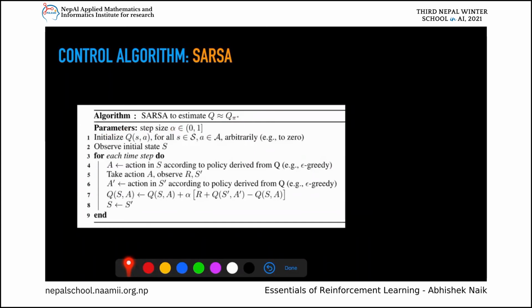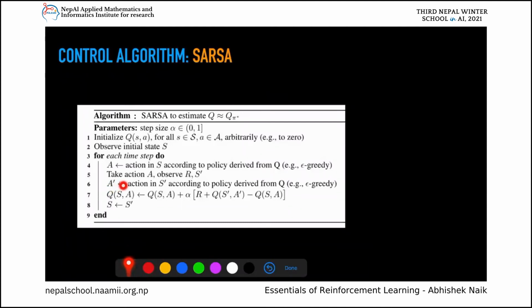The parameter is just the step size. Initialize Q for all states arbitrarily to 0, -1s, -100s, whatever. Observe the initial state S. For every time step, we pick an action according to the policy derived from Q, right? So this could be an epsilon greedy policy with epsilon, let's say 0.1. We take that action, and we observe the next state and reward.